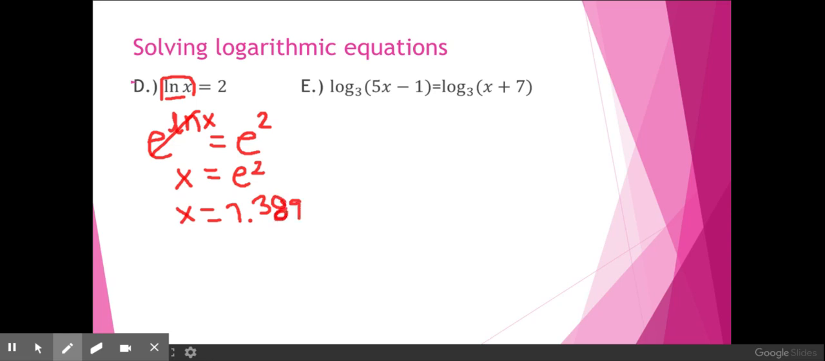For e, we have the log base 3 of 5x minus 1 equals the log base 3 of x plus 7. So you can do this one of two ways. You can either raise both up as exponents with a base of 3. So like this. I'm just going to write this as if these are now exponents. You see that these both cancel.